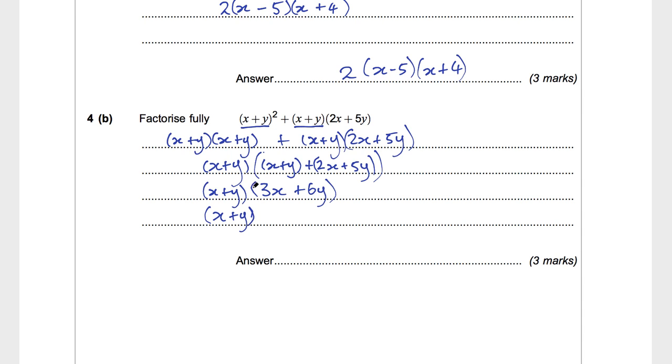And that second bracket, both of them are multiples of 3, so I can take the 3 out of the front of the whole expression, and that will be x plus 2y. So that's fully factorized. 3 times x plus y, times x plus 2y.